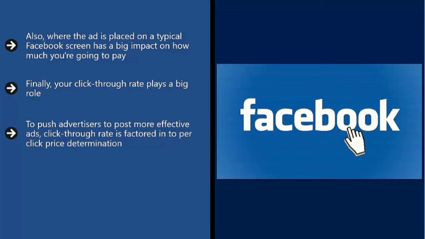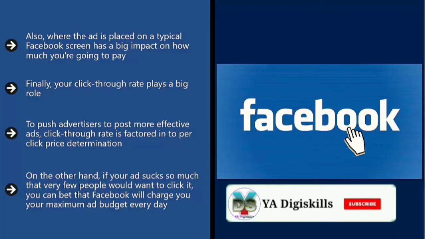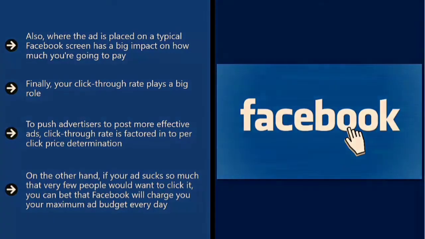This means that if you put up an ad that performs really well, your per-click rate goes down because Facebook is actually making more money off your ad. It doesn't have to show it a ridiculous amount of times for it to get clicked. On the other hand, if your ad is so bad that very few people would want to click it, you can bet that Facebook will charge you your maximum ad budget every day. In many cases, Facebook would even stop your ad because it just performs so badly that it's not worth running.